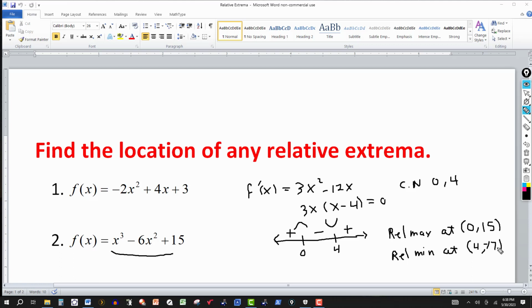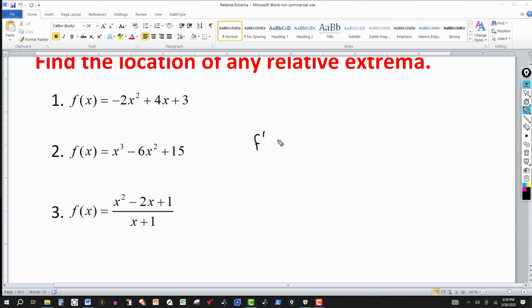So again, the relative maximum occurs at the point (0, 15). The relative minimum occurs at the point (4, -17). A rational expression here, take the derivative.